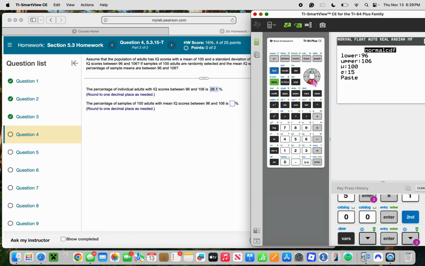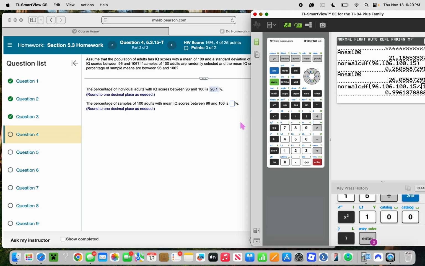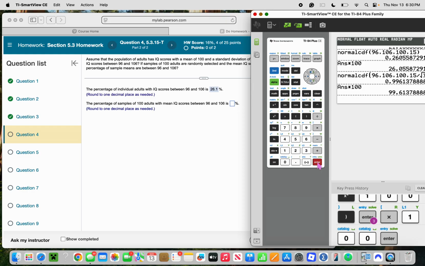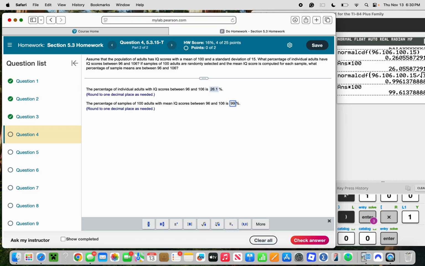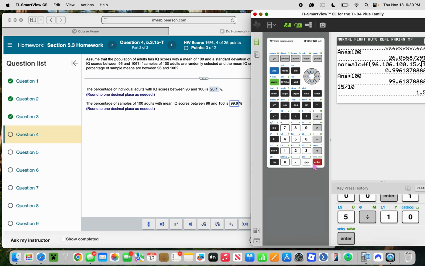So now we have 100 individuals in our sample. Now, of course, I could type in 10 there because the square root of 100 is 10, but if we didn't know that, so there is a 99.6% chance that in groups of 100, their mean IQ score is going to be between 96 and 106. So we can see that probability increased significantly because in a sample of 100, it takes that standard deviation of 15 and shrinks it to 1.5.